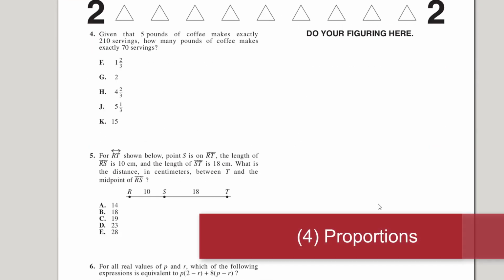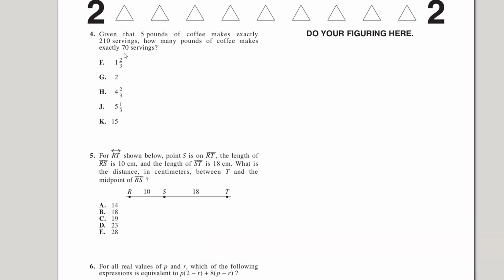Question number 4 says, given that 5 pounds of coffee makes exactly 210 servings, how many pounds of coffee makes exactly 70 servings? So this question is setting us up to use a proportion. So we know 5 pounds provides 210 servings, and we can set that up to an equivalent statement. We don't know how many pounds, that's our unknown, gives us 70 servings.